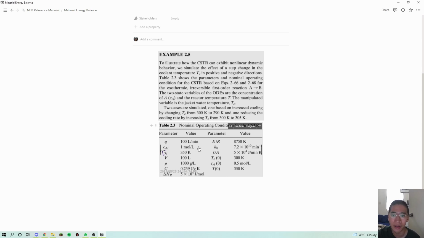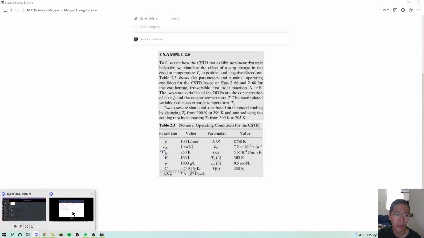Q, flow rate, and before I ramble through everything, you can pretty much tell what each parameter is by looking at its units. CAI, well, it's given in moles per liter, so C is concentration, as opposed to capital C, where it's given in joules over grams times Kelvin. Obviously, that's not concentration. What does that look like? That looks like our specific heat unit. C is specific heat. So that's what we're going to throw into our Python.